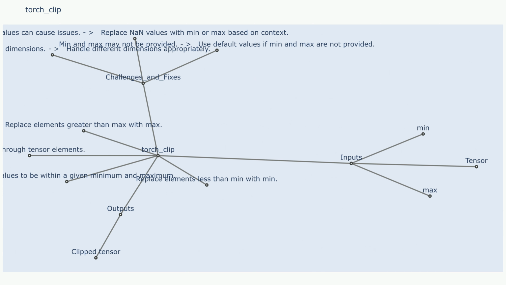Craft prompts that are clear, concise, and directly related to the desired outcome. Experiment with different prompts. Try variations of the prompt to see which yields the best results. Use prompt engineering techniques. Employ prompt engineering techniques to improve performance of CLIP, such as adding context or using specific keywords. YAML. torch.conj_physical.